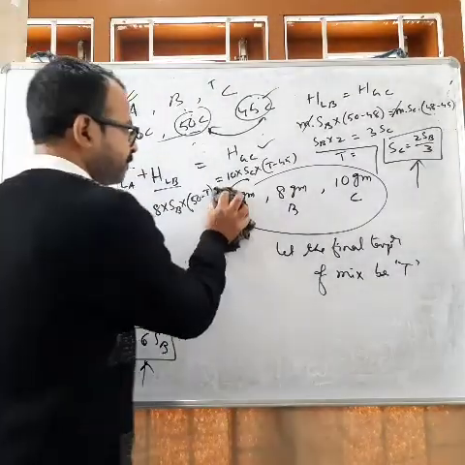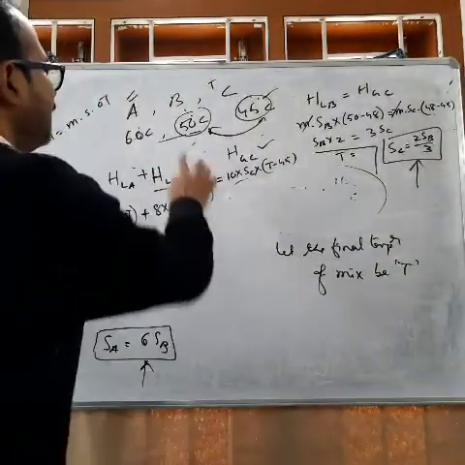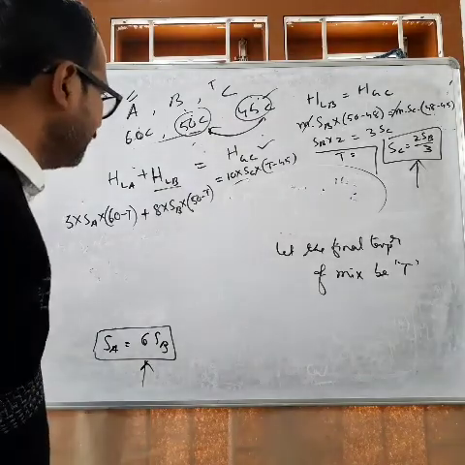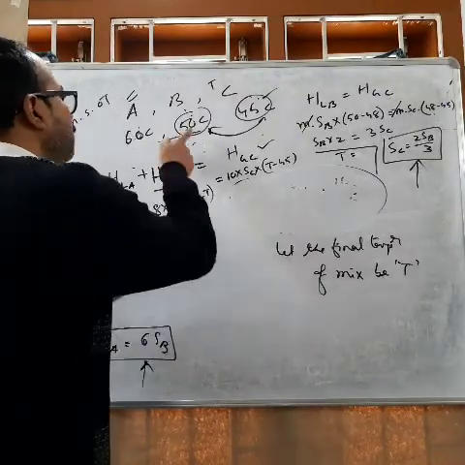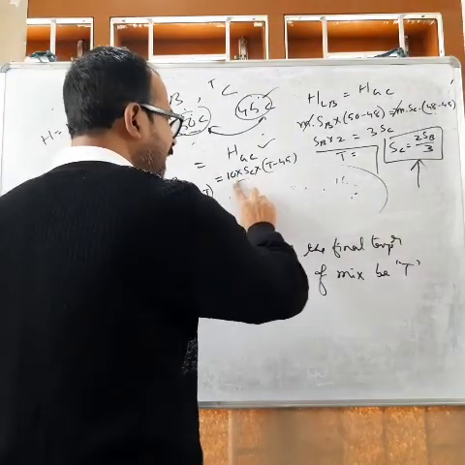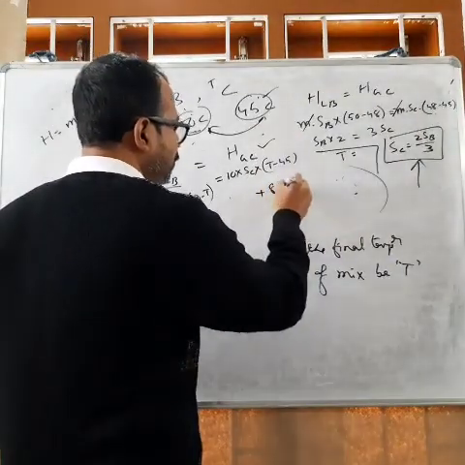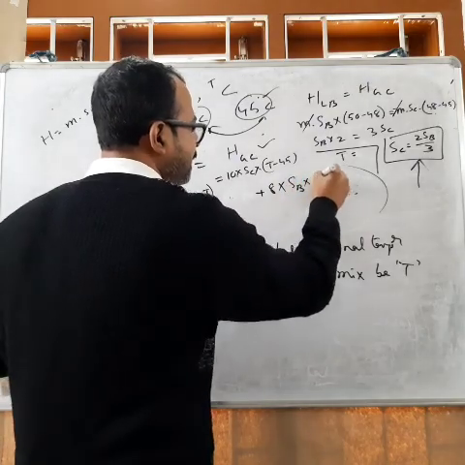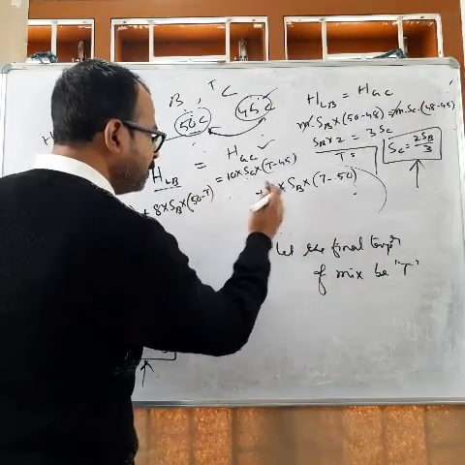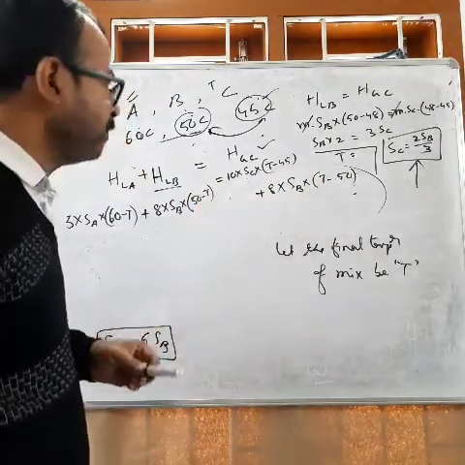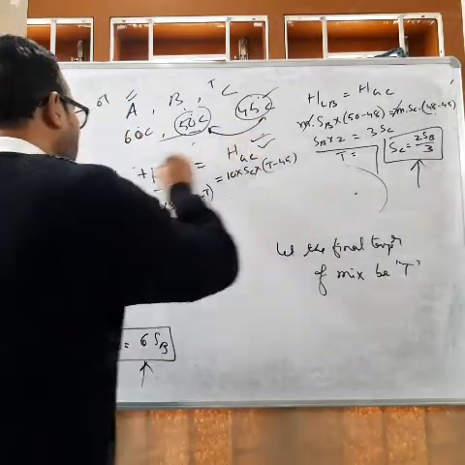Look at my writing. I assume that final temperature is less than 50, so B is losing. By chance B is not losing, B is gaining, meaning final temperature is more than 50, then gain should be written here. If you write the gain here, it should be 8 into SB into (T minus 50). So automatically 50 minus T becomes T minus 50. So mathematically 100% correct if you are writing the first and the last property.